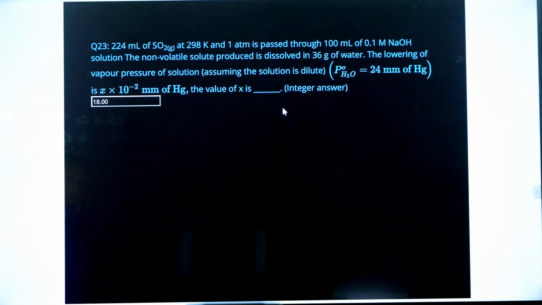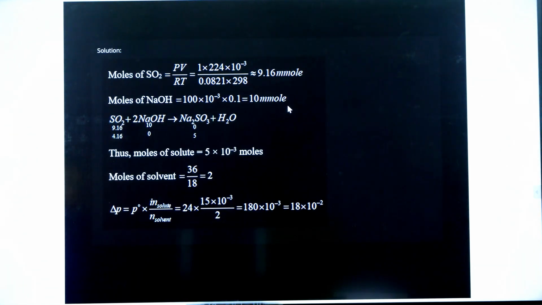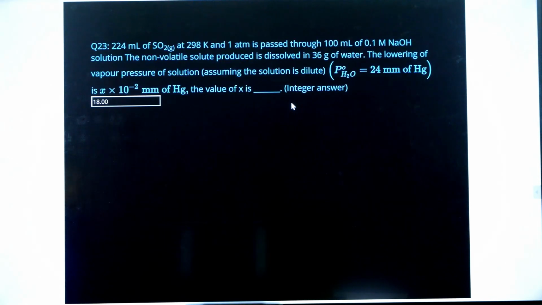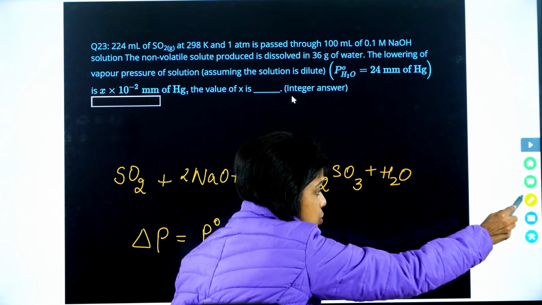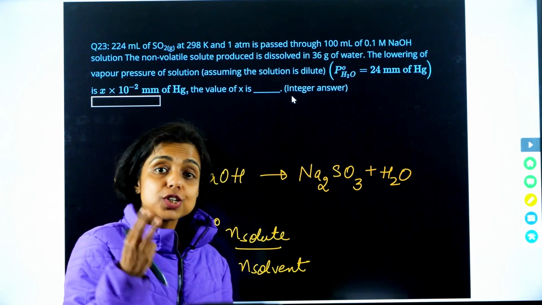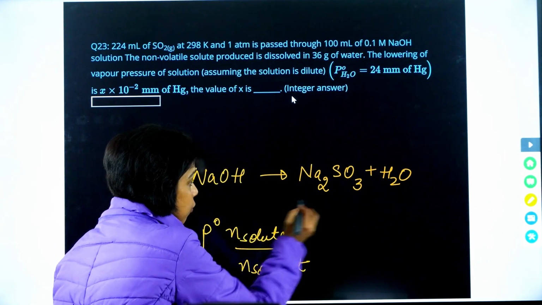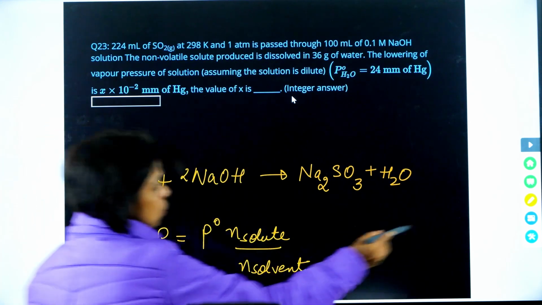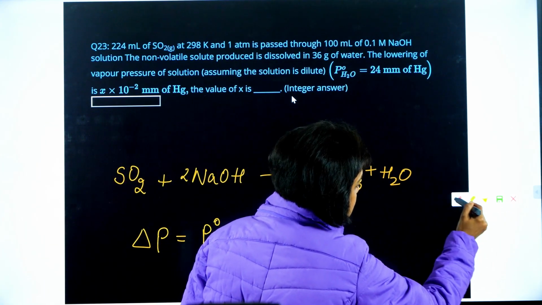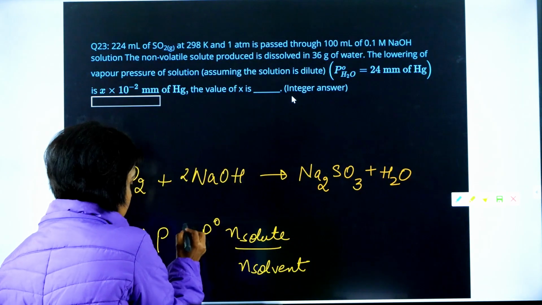Assuming the solution is dilute. Done? So moles of solute, moles of solvent, and of course one thing you are not supposed to forget here is, because the solute is Na2SO3, which will dissociate to give 3 particles. Do not forget i here. Do not forget to use van't Hoff factor i because this can dissociate, right?